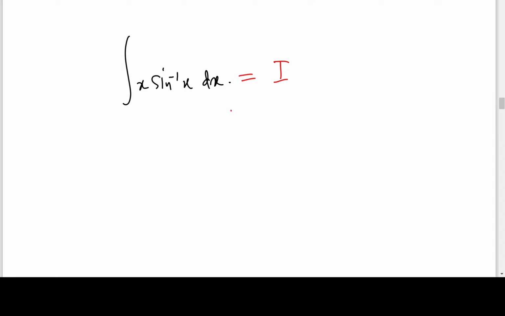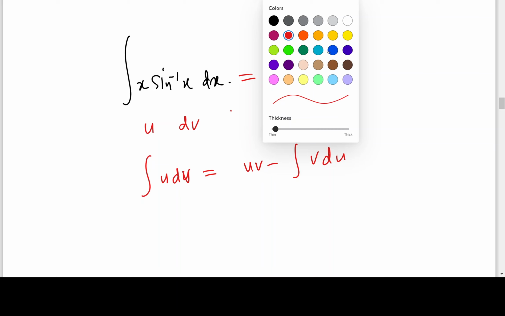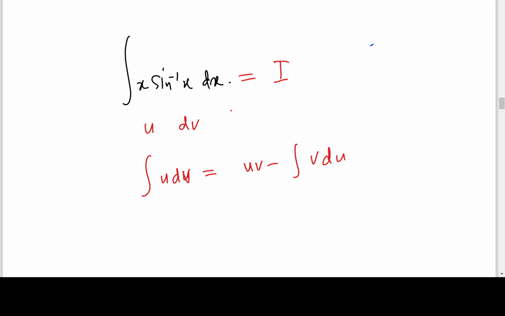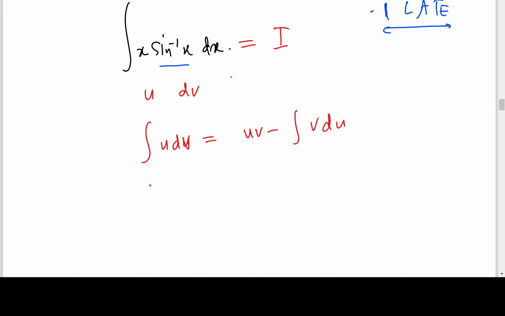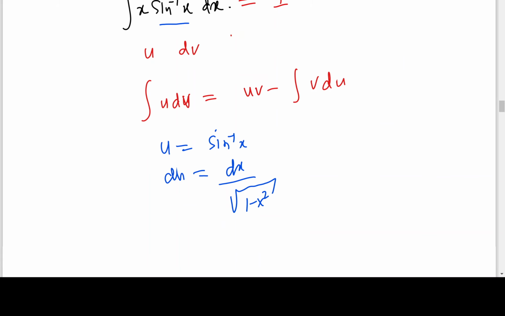Let it be the integral. So we have to decide u and dv, because the formula is the integral of u dv equals uv minus the integral of v du. And remember, we decide on u and dv based on this series here. If the function has an inverse function, of course your u will be the inverse function. So in our case here, u will be sine inverse of x, and du, dear students, will be dx over square root of 1 minus x square.